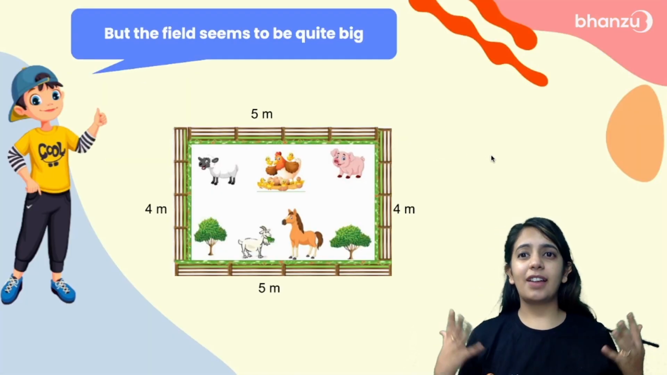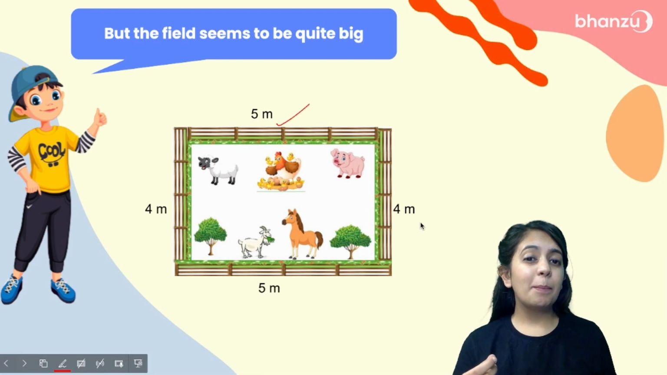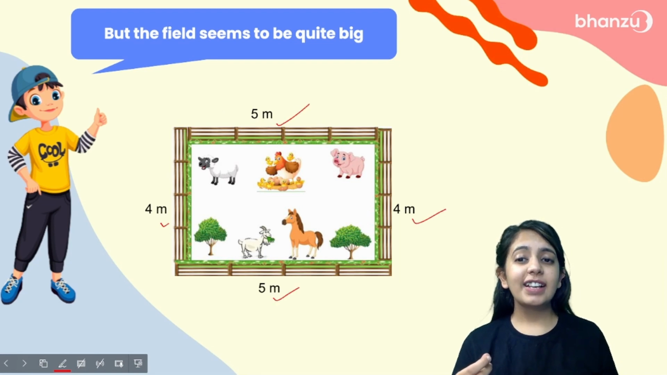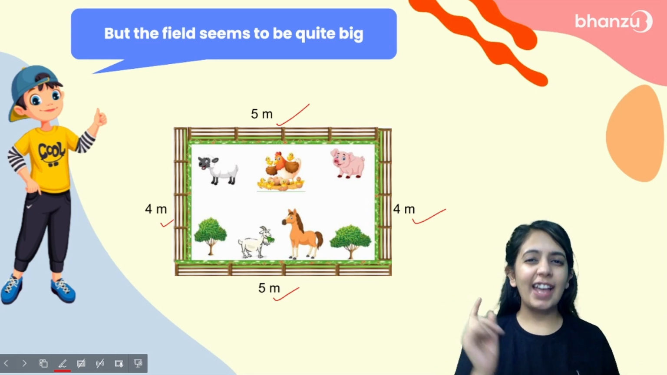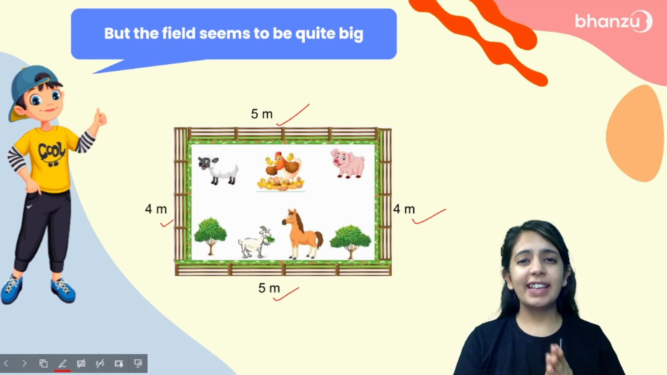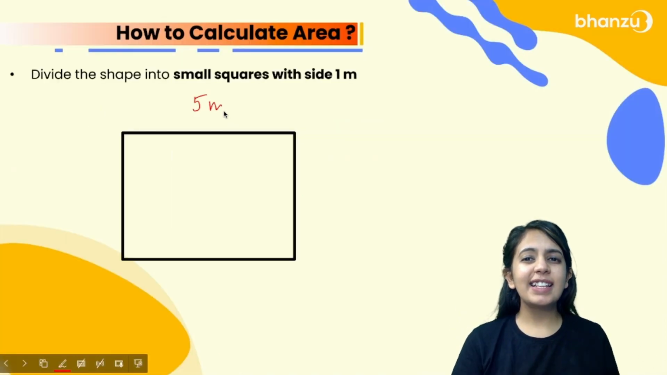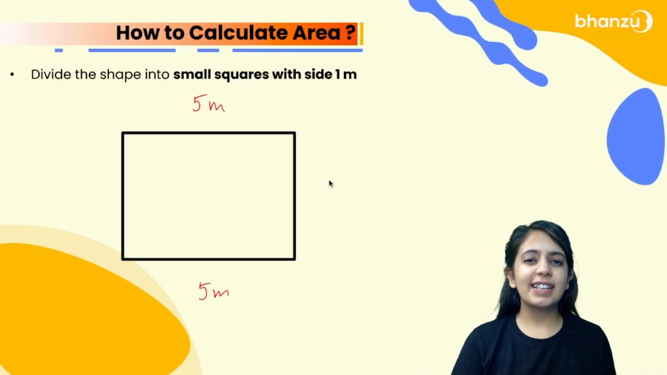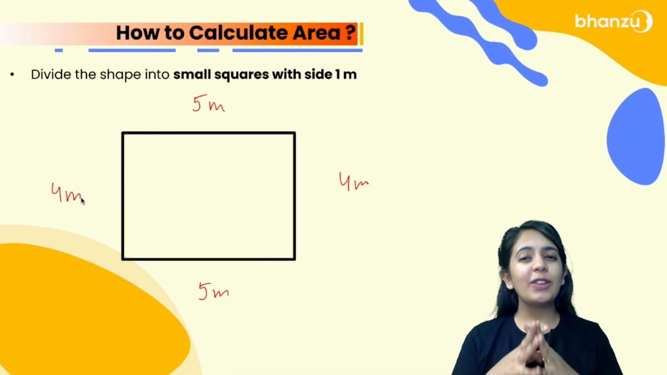Now Jake has another big problem. He is saying the boundary of his field is in meters, but we have learnt how to calculate area when the side is in centimeters. So relax Jake, I have a solution for this too. First thing first, trace out this shape on a sheet of paper. The opposite sides are 5 meters and the other two opposite sides are 4 meters. So first we have traced out this shape on the paper.